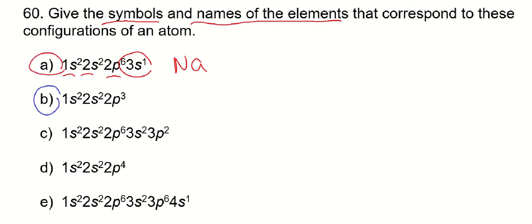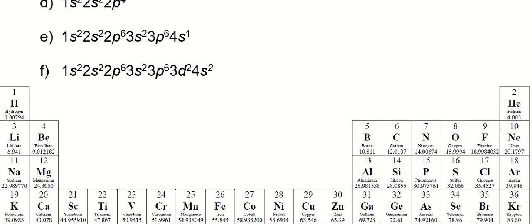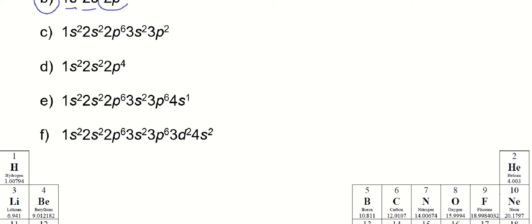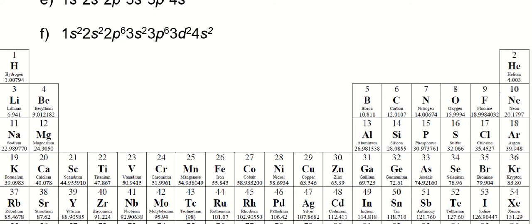All right, let's go to B. A we did in red. All right, now that one's full, that one's full. This one is going to be 2p3. Why wouldn't it be full, right? So 2p3. Here's your 2p section here. It's going to be 1, 2, 3. It's nitrogen.